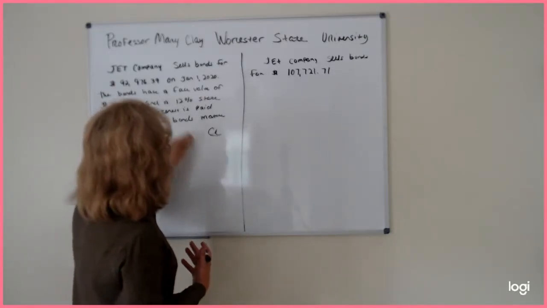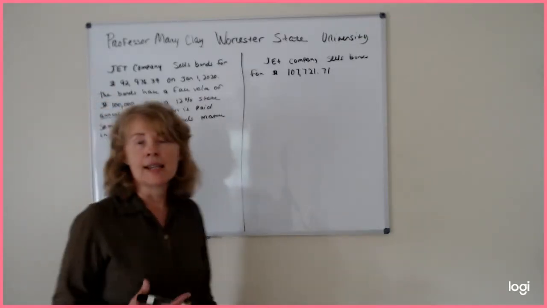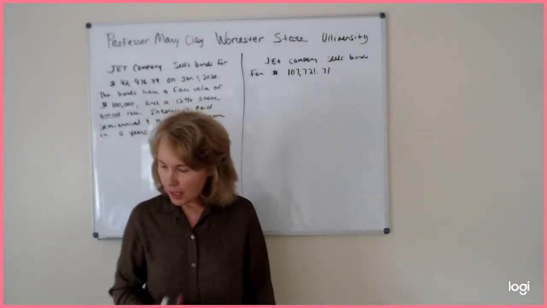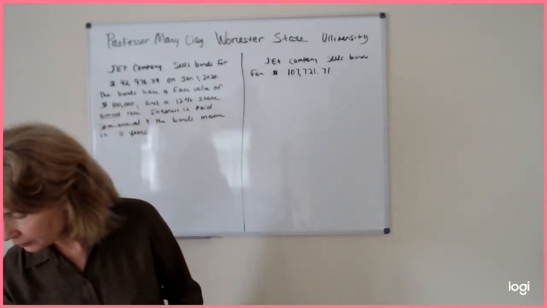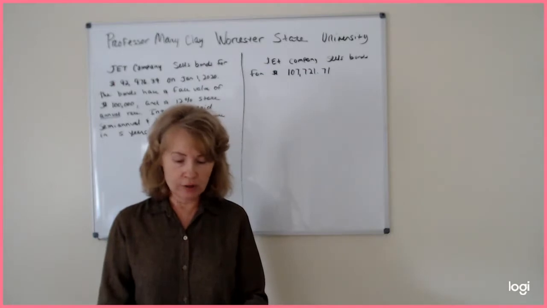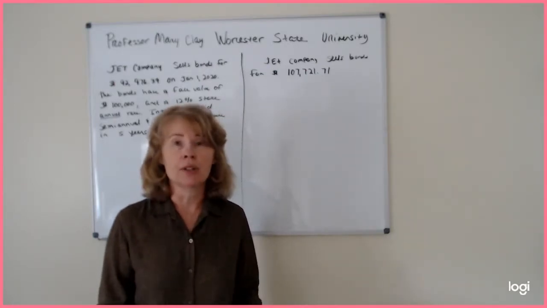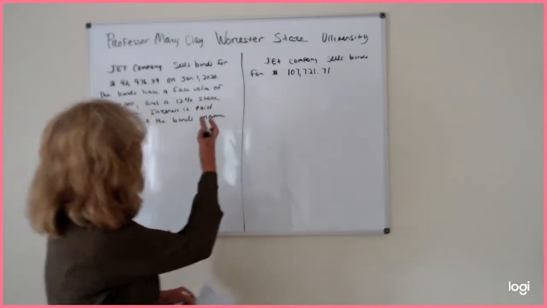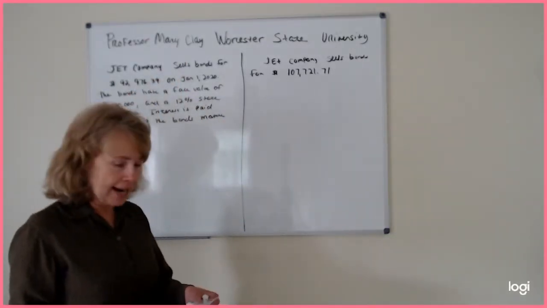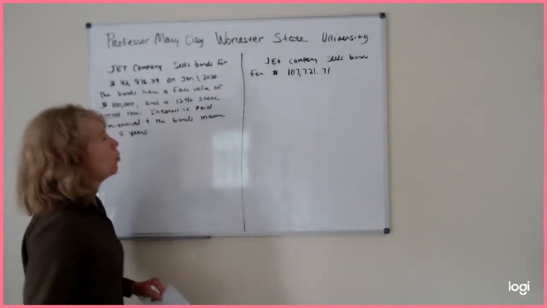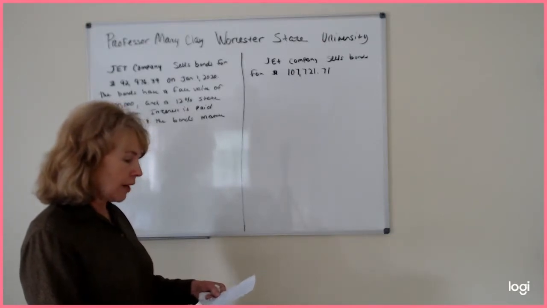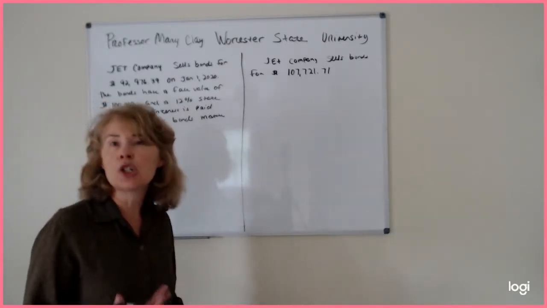All right, next thing to look at is questions that will be asked of you in the lab. Here's the first question. How much cash did Jet receive when it issued the bond? Well, that's right up here. The cash is whatever it's sold for. So your answer is $92,976.39.